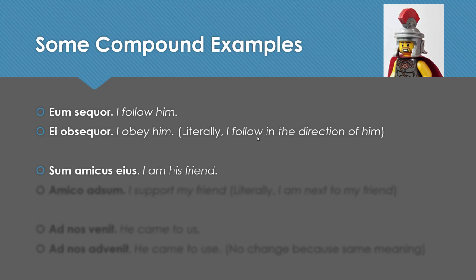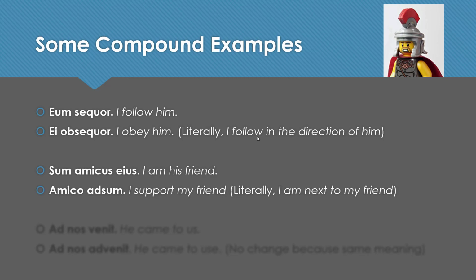Looking at the next one, sum amicus eius, I am his friend. Sum, then amicus, and then eius, genitive. That's fine. But if instead of sum, we made it adsum, like amico adsum. Sum means to be, but adsum means to support, or to stand next to, to be next to in a supporting way. Kind of a different meaning. So I support my friend, or literally, I am next to my friend, I am standing next to them. A little bit different, and so it merits changing it to a dative.